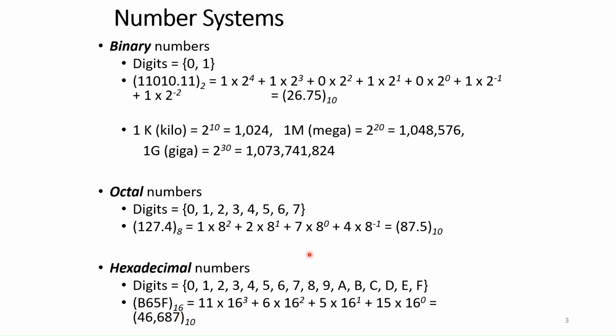You know B is equivalent to 11. So 11 times 16 to the power 3 plus 6 times 16 squared plus 5 times 16 to the power 1 plus 15 times 16 to the power 0. So this is 46687 in decimal. Okay, so viewers, you can also pause the video and have a detailed look at this slide.